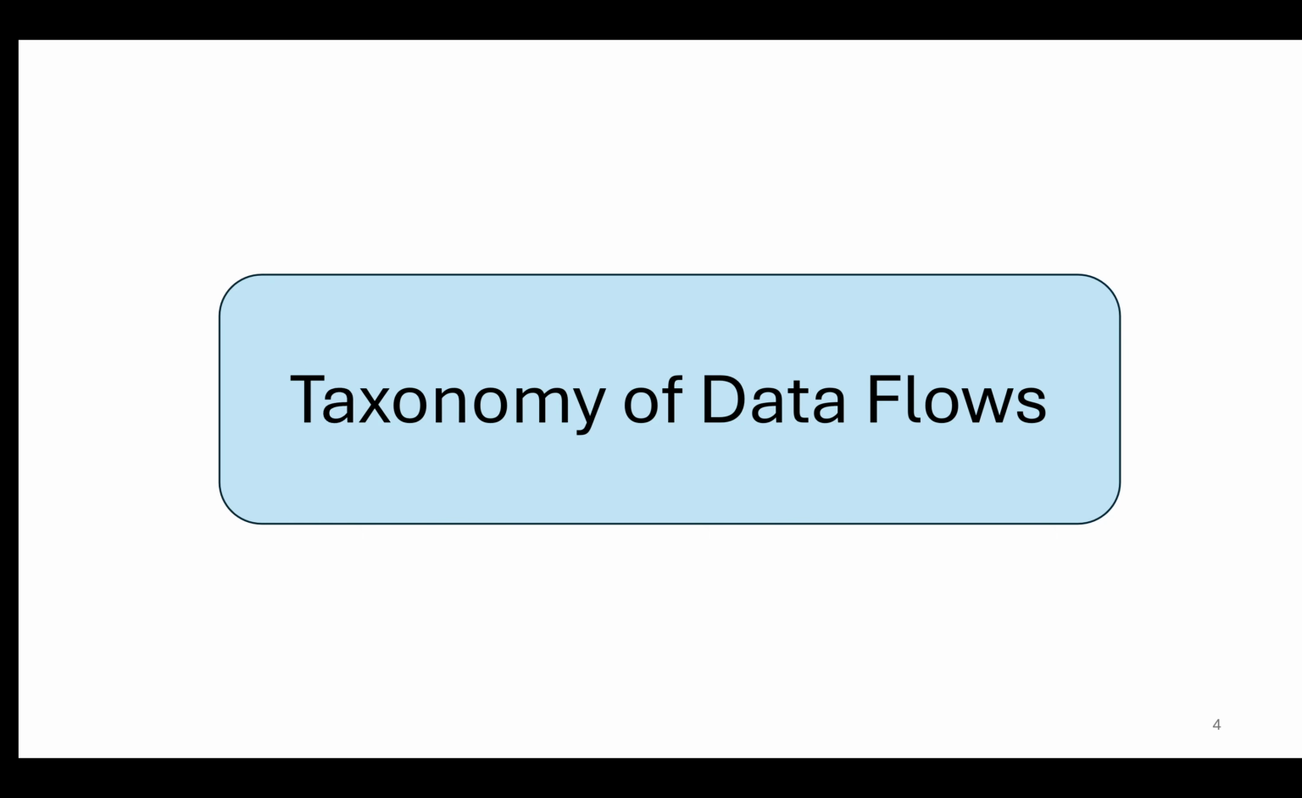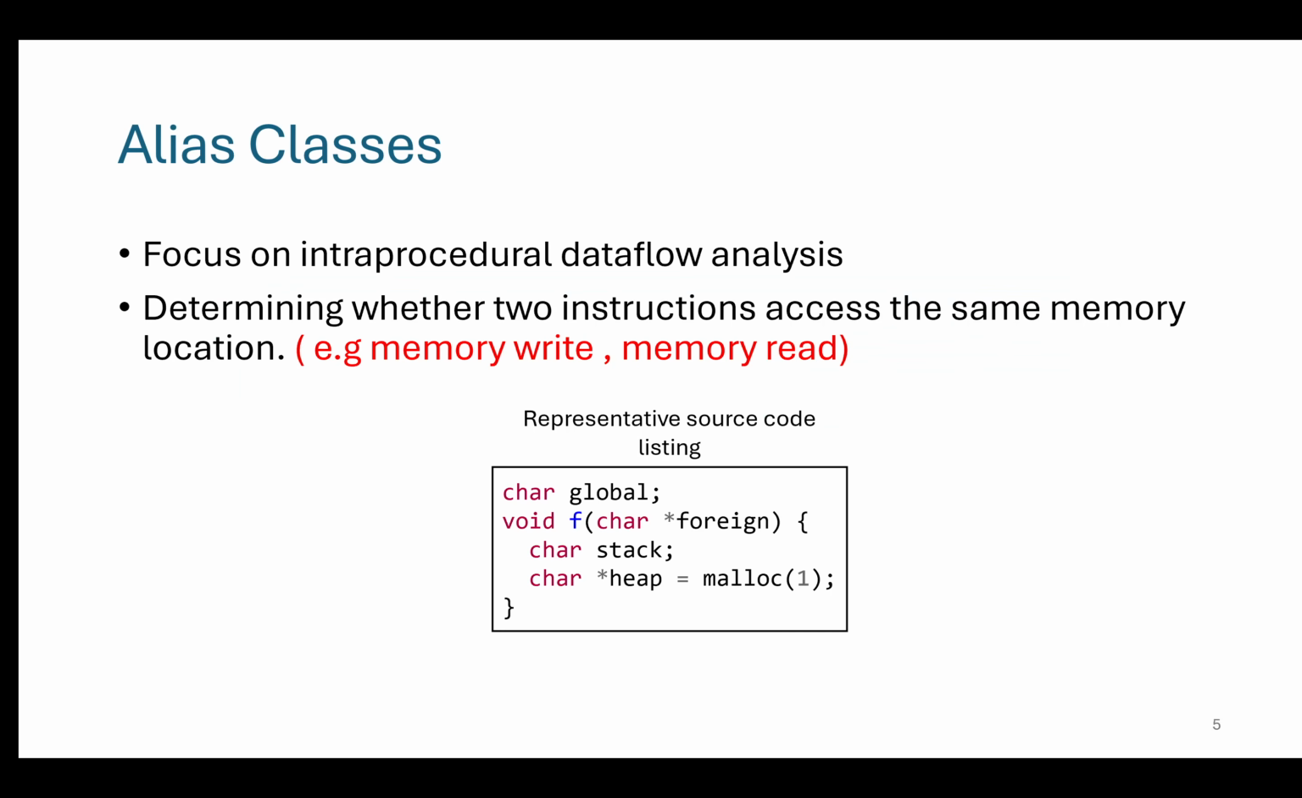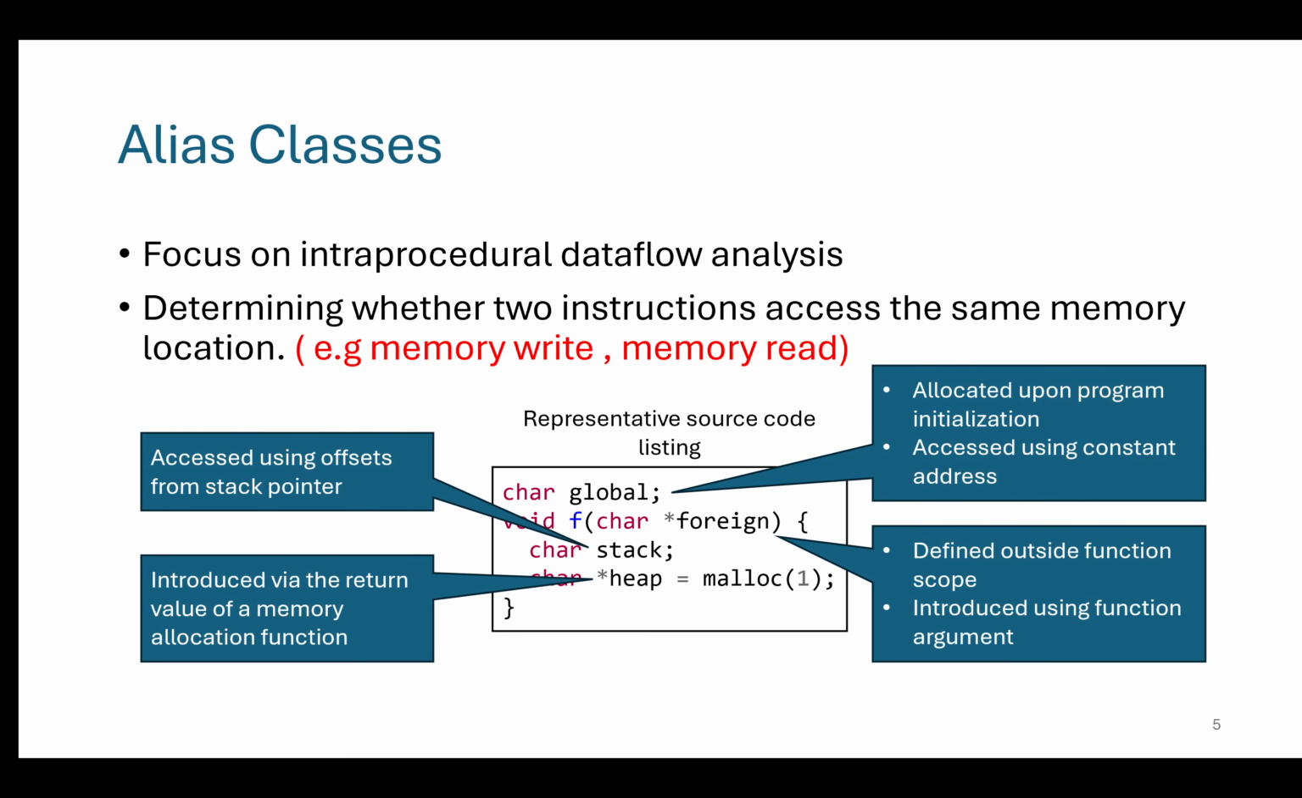First of all, we want to introduce a taxonomy of data flows. I have to mention that in this research, we only focus on intra-procedural data flow analysis. And our goal is to determine whether two instructions, a memory write and a read from memory, have a data flow, and they access the same data. In this research, we propose four different categories and four alias classes for data flows: stack, heap, global, and foreign.